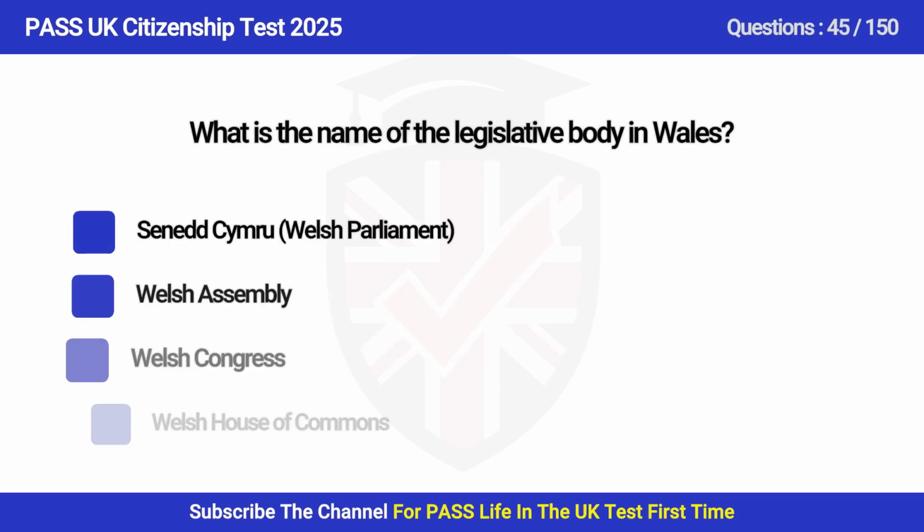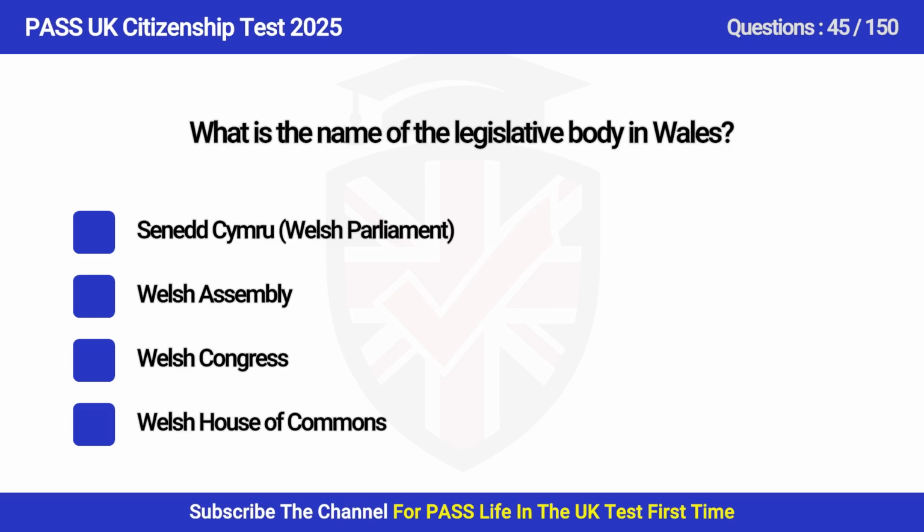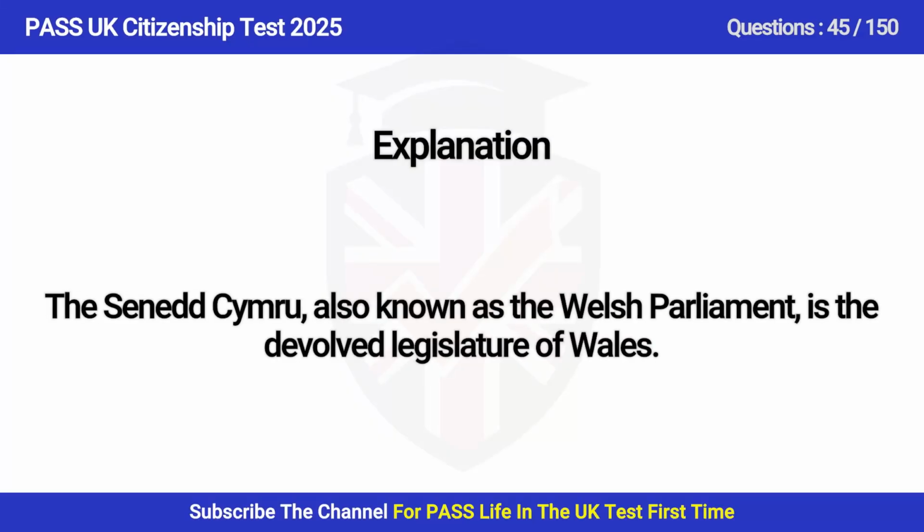Question 45. What is the name of the legislative body in Wales? A. Senedd Cymru Welsh Parliament, B. Welsh Assembly, C. Welsh Congress, D. Welsh House of Commons. Answer is A. Senedd Cymru Welsh Parliament. The Senedd Cymru, also known as the Welsh Parliament, is the devolved legislature of Wales.